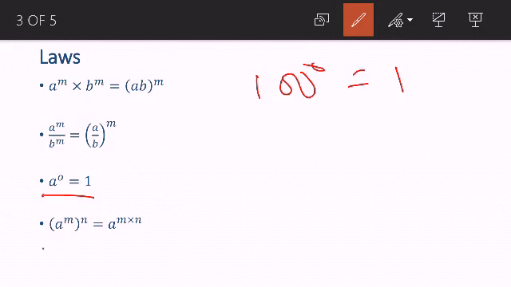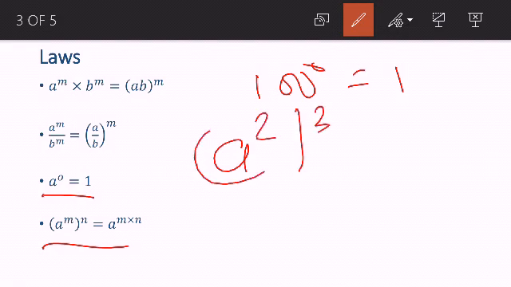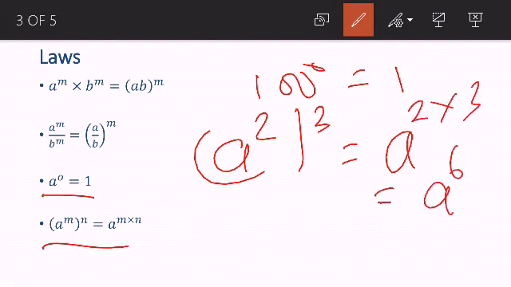Then the next rule here is called the product of power rule. That means a raised to power m all raised to power n is equal to a raised to power m times n. So if I have a raised to power 2 all raised to power 3, it's the same thing as saying a raised to the power 2 times 3, which is equal to a raised to the power 6.